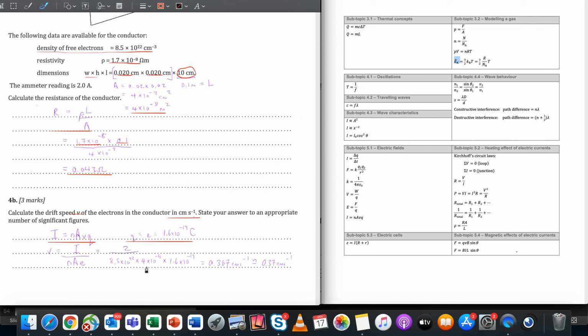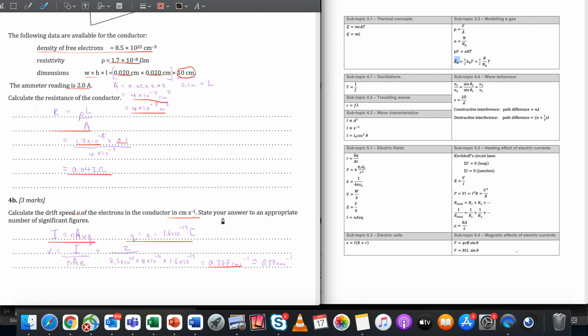The bit that's going to be the troublesome bit is A. A is written in centimeters, so what I would suggest is using our centimeter squared version, 4 times 10 to the minus 2. Then it is simply a case of putting in our current value, 2, into the equation, dividing, and getting an answer of 0.367 centimeters per second.